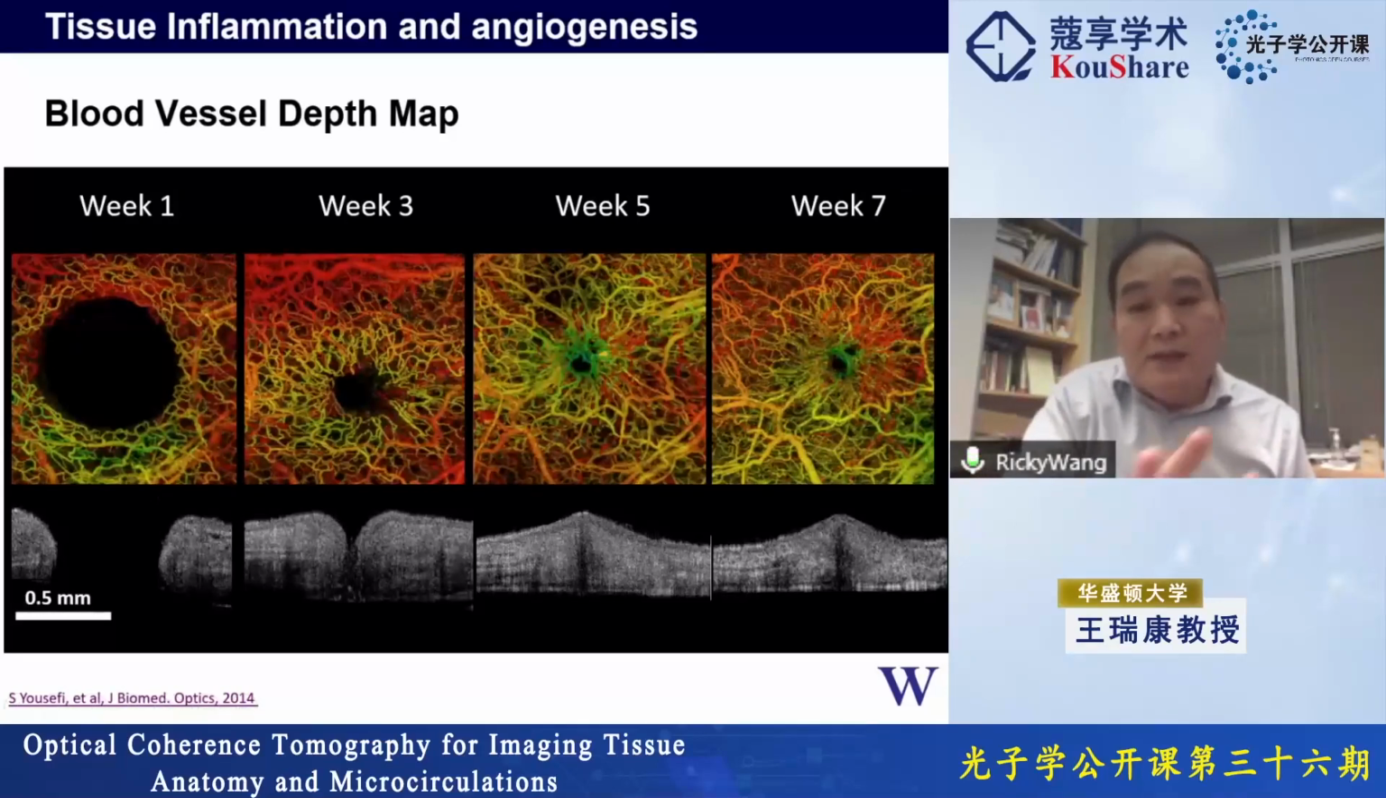And these are just examples of using the OCT to look at animal models. So how about using the OCT to look at humans?